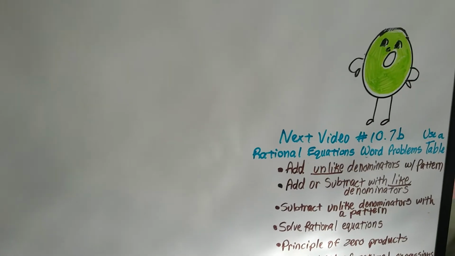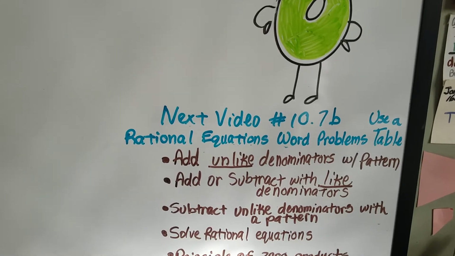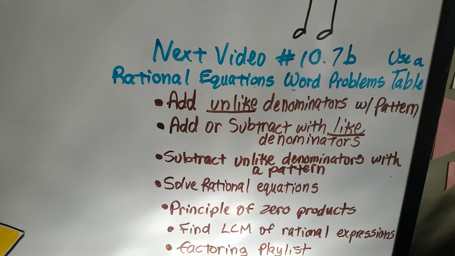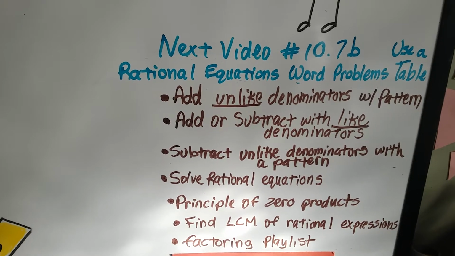All right, our next video, number 10.7b, we're going to talk about rational equation word problems, and we're going to use a table. We're going to do distance, time, and rate.